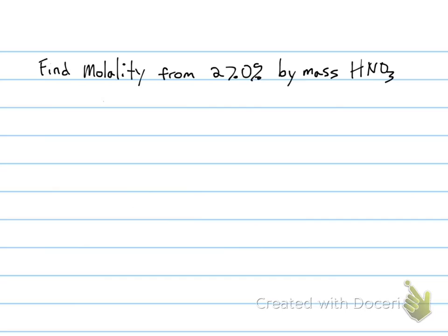Excellent. So, find the molality from 27% mass of nitric acid. Well, again, let's do our original, because we're talking about by mass, let's assume 100 grams. So 27 grams plus X grams of H2O is going to equal 100 grams of the solution. X grams will be equal to 73 grams of water.